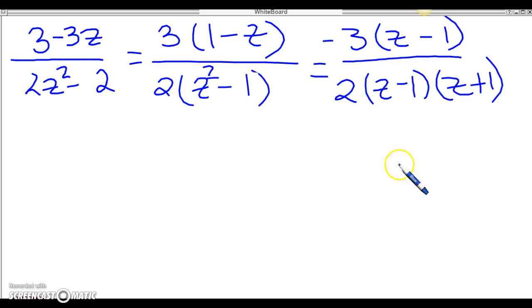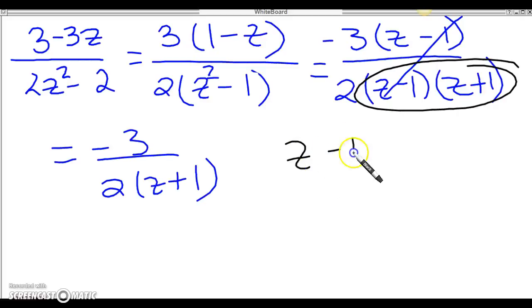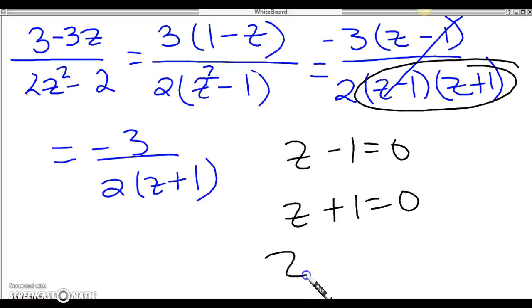Okay. And so here they cross out, and I'm left with negative 3 over 2 times z plus 1. And to find my excluded values, I set these two equal to 0. So I have z minus 1 equals 0 and z plus 1 equals 0. So z cannot equal 1 or negative 1. I certainly hope this helps.